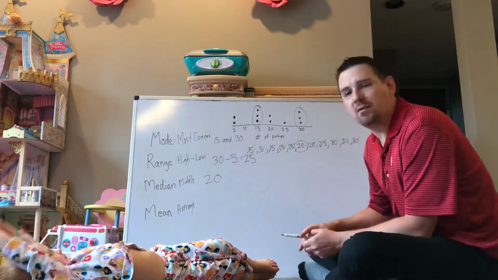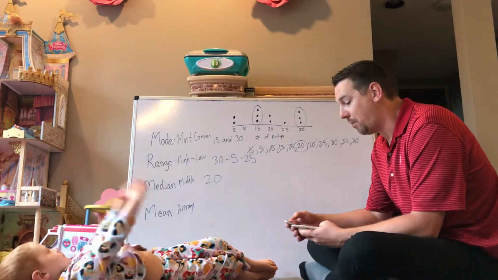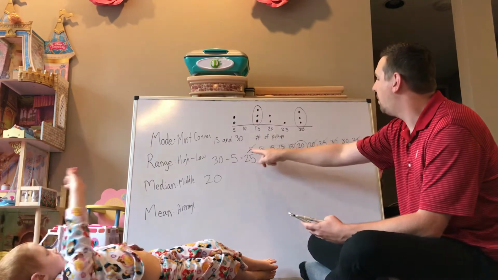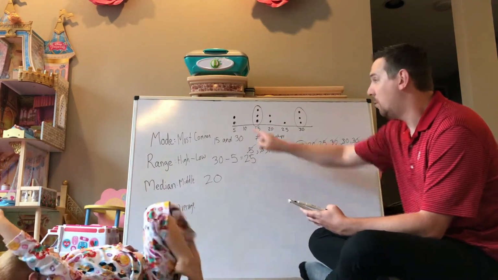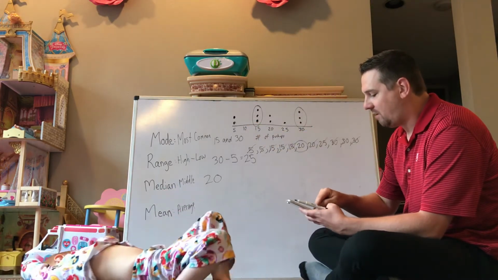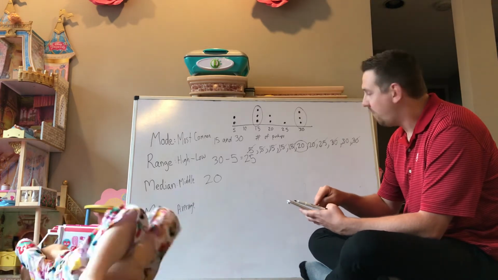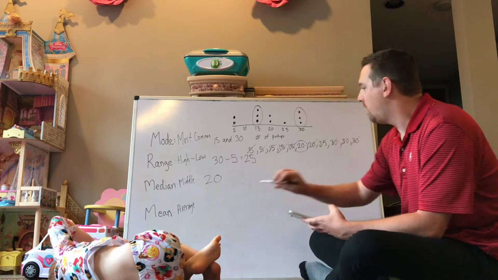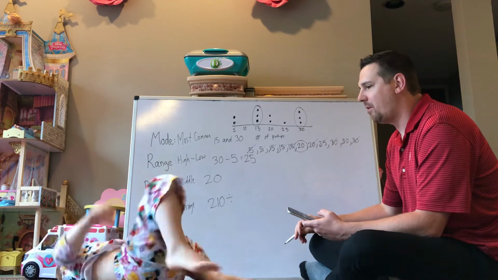And the mean. The mean is the one that takes the most time, however, is the most important. So we're going to add up all the numbers. 5 plus 5 plus. We're not adding 10. We're adding 15, 15, 15, 20, 20, 25, 30, 30, 30. We get 210, and we need to divide that by how many numbers there are.